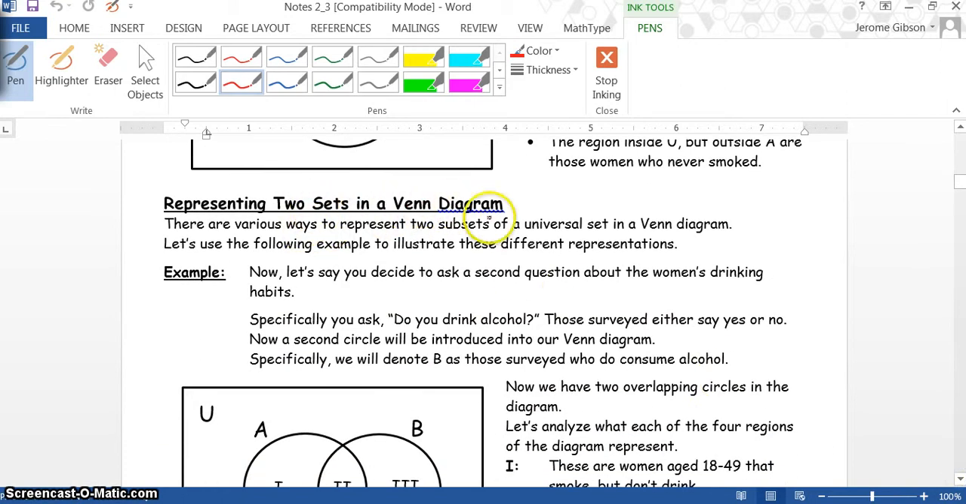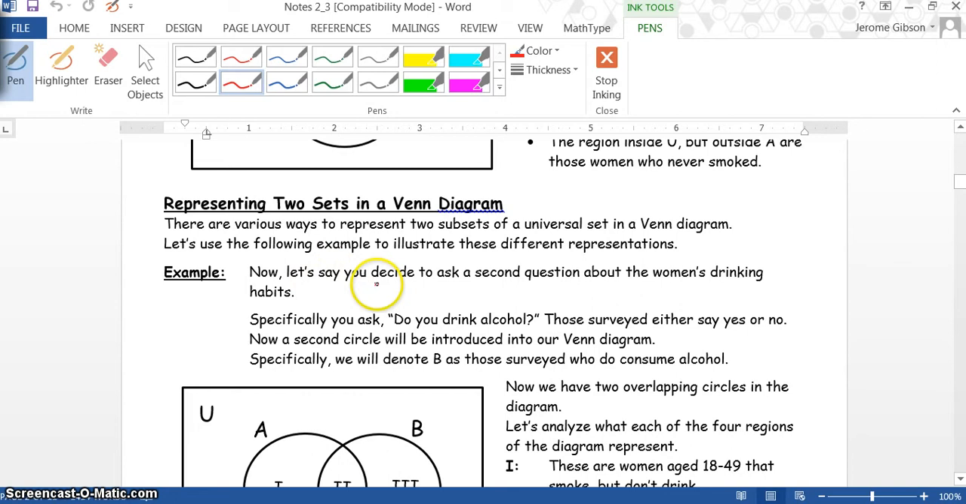Representing two sets in a Venn diagram. There are various ways to represent two subsets of a universal set in a Venn diagram. Let's use the following example to illustrate these different representations.